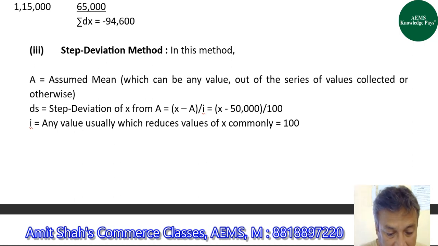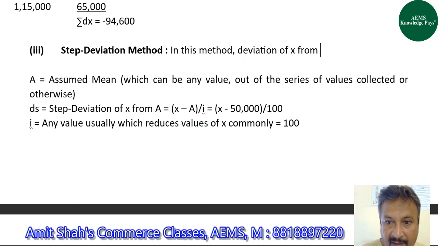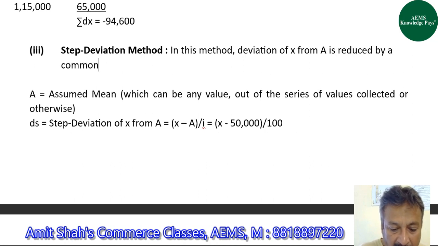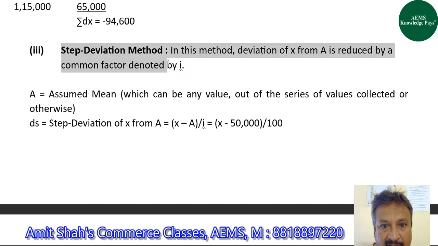So in this method, the deviation of x from A is reduced by a common factor denoted by I. That's it. You can start noting it down, guys.